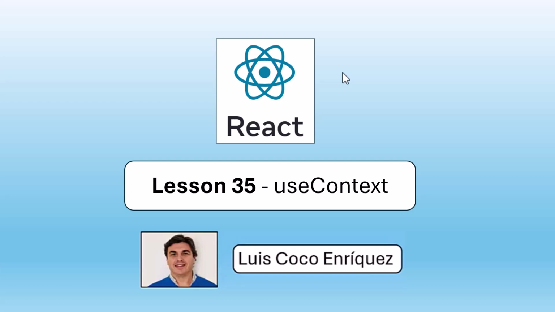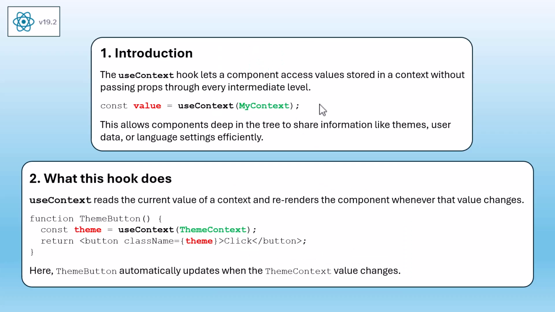Lesson 35, Use Context. 1. Introduction. Ladies and gentlemen, today we explore a key feature of React, the ability to share data deeply through a component tree without having to thread properties through every level. The hook we are focusing on enables a component to read and subscribe to a context.